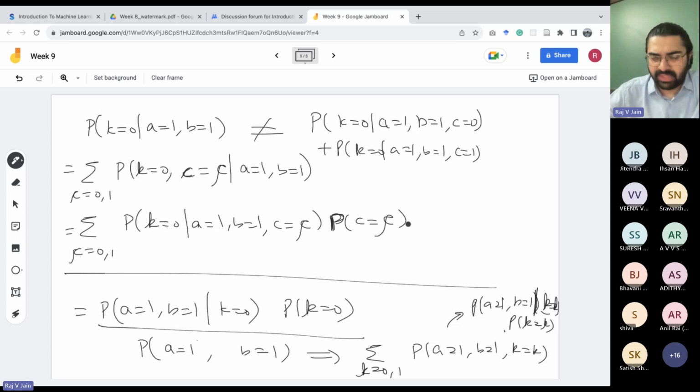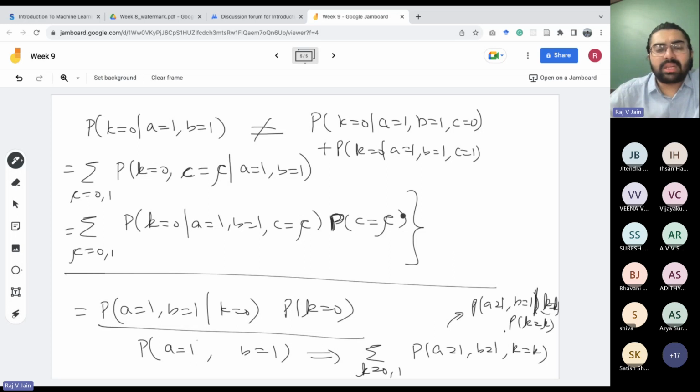So Bhavani, where do you want to include c, in the denominator or in the numerator? In the first line, sir. Not even here. So my formula was this: P of k equal to 0 given a equal to 1, b equal to 1, c equal to 0, into probability of c equal to 0, plus P of k equal to 0. So I was thinking of using this formula, but I didn't get the correct result. So I might be missing something here.